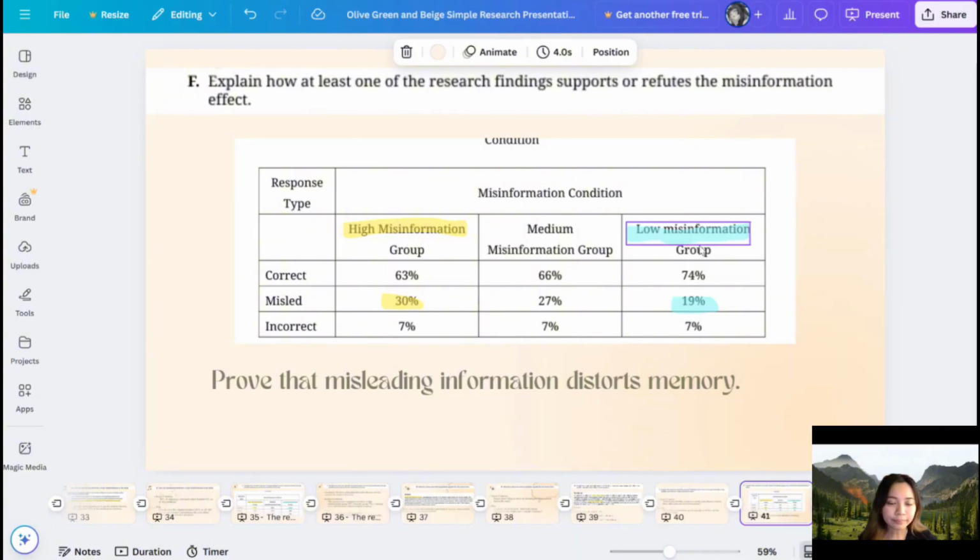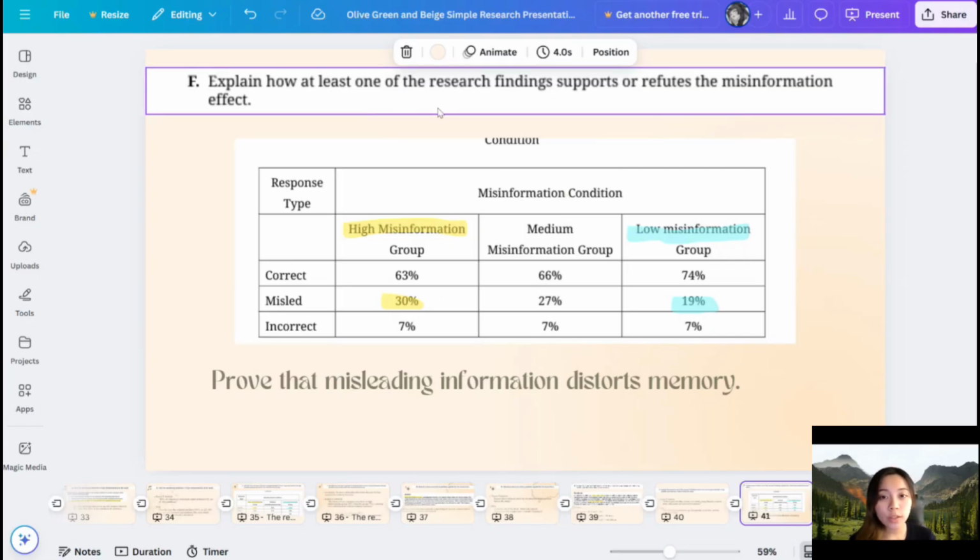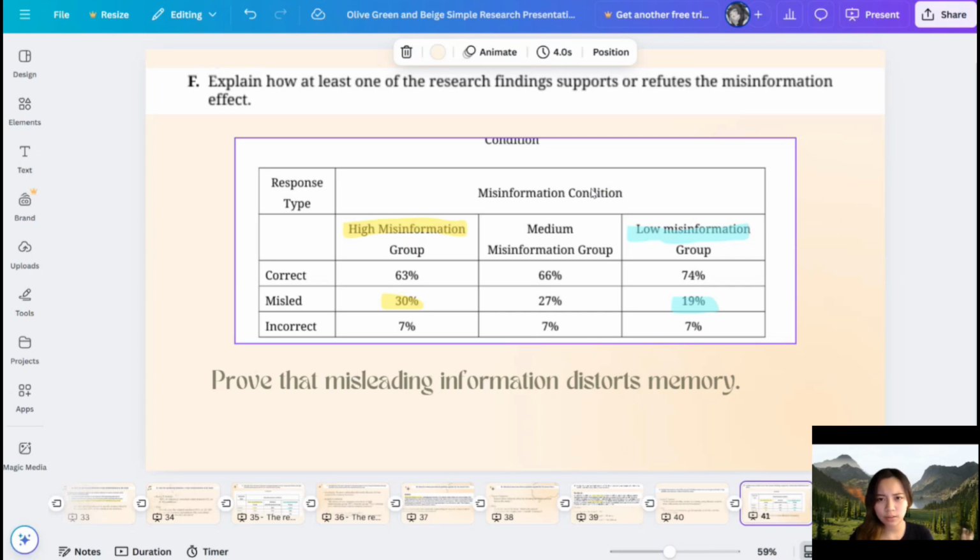Okay, let's skip to question F because we're almost out of time. We need some time for the 3 sources. Okay. And question F: explain how at least one of the research findings supports or refutes the misinformation effect. So, right, you need to compare the data set. They're asking for at least one of the research findings. So basically you can use any.